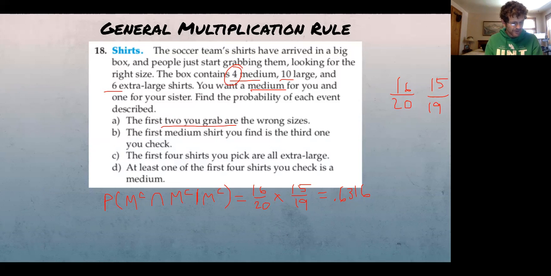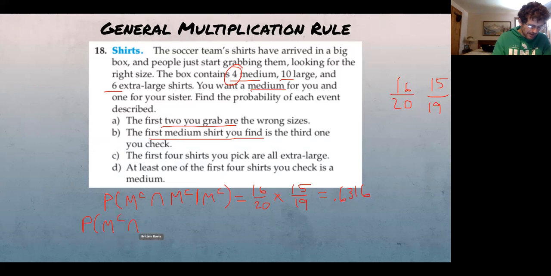So now we have another thing, which is the probability that the first medium shirt you find is the third one you check. All right, so this is something we can do. Probability of, so we want to get not a medium, then a medium. We already found the probability of getting 2 not mediums in a row. So I'm just going to add to this.